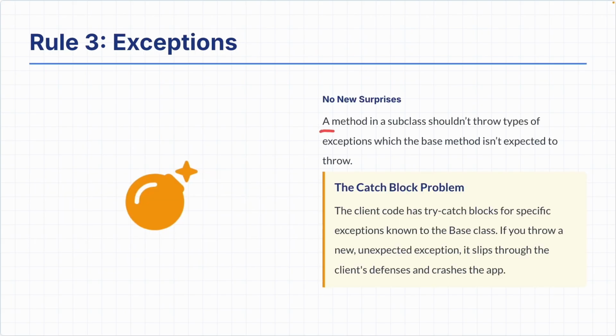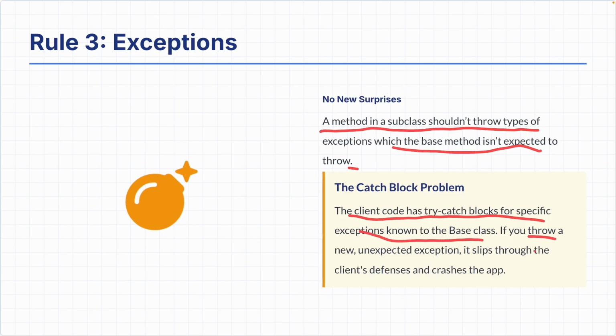Rule 3 says that a method in a subclass should not throw an exception that the base class method is not expected to throw. Why is this important? Because client code is usually written with a try-catch block based on the exceptions declared by the base class. If a subclass suddenly throws a new or unexpected exception, it slips past the client's defense and crashes the application.